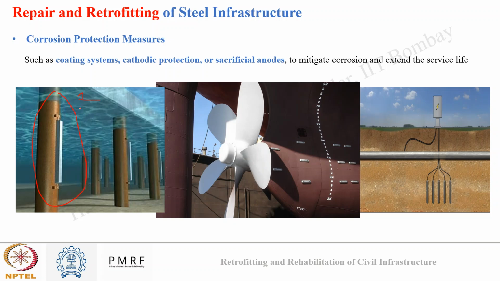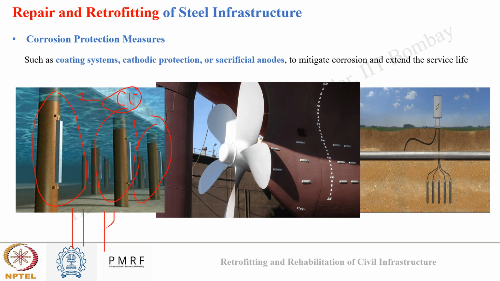steel columns that are present inside the water. So generally what happens, seawater contains a lot of chloride ions, and chloride ions are very severe for corrosion. So what will happen if there is no protection measure used? Initially your column is looking like this from side view.